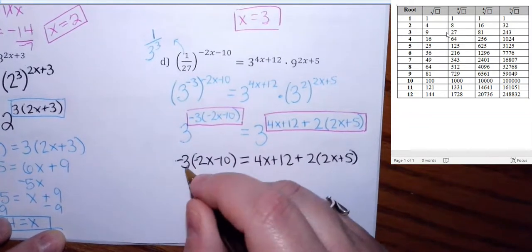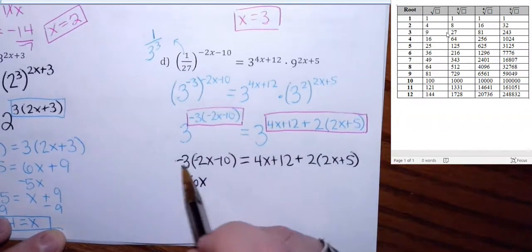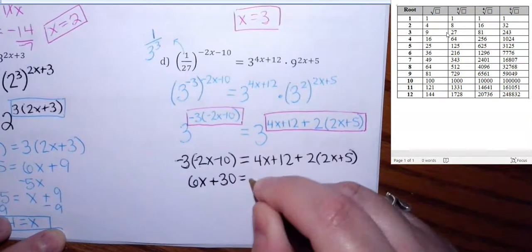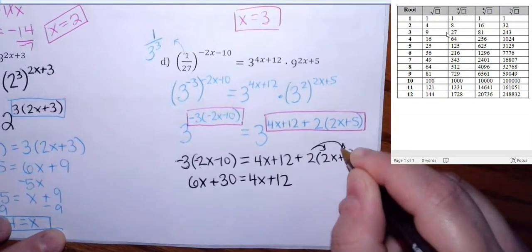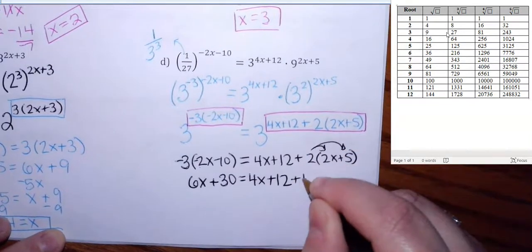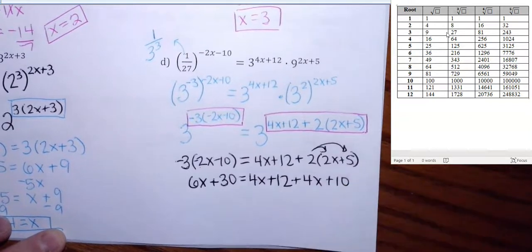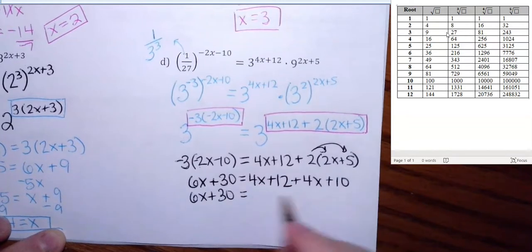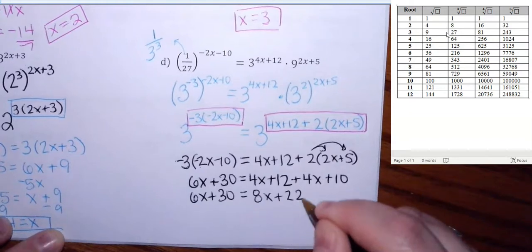Negative times a negative is going to make this positive 6x. Negative times a negative here is going to make this positive 30. All right, and then I'm just going to write the 4x plus 12. Little distributive property here. 2 times 2, 4x. 2 times 5 is 10. And totally up to you how you do this. I'm going to go ahead and combine my like terms here. I have 8x and I have 22 on that right side of the equation.